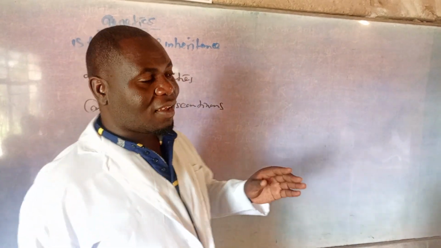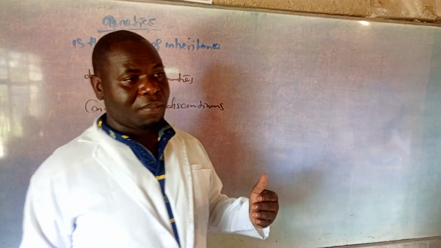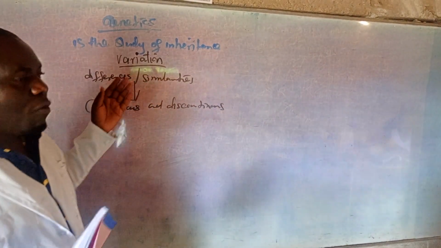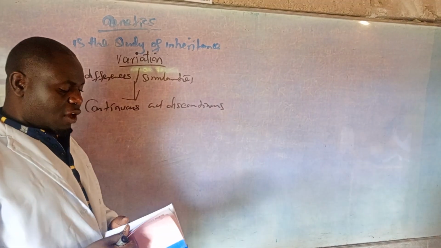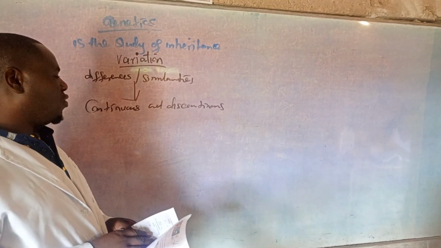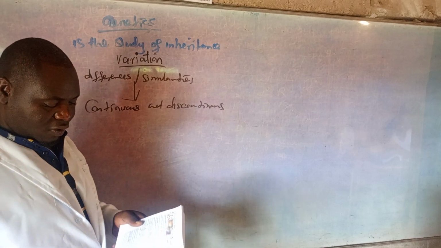So in short, you have things that can be changed and things that cannot be changed, right? That's why I'm saying that variation is grouped into two categories: continuous and discontinuous. Now we need to understand what is continuous and what is discontinuous.